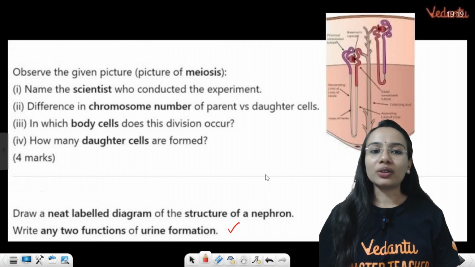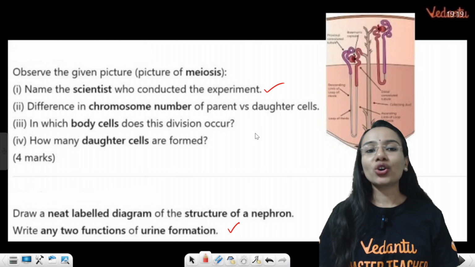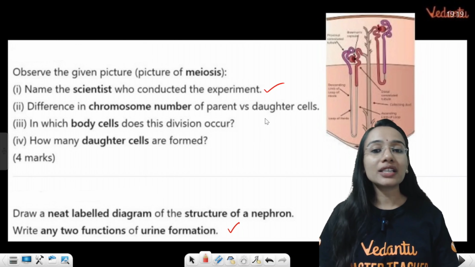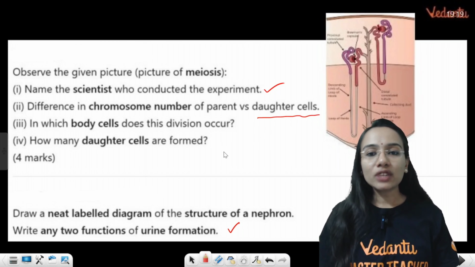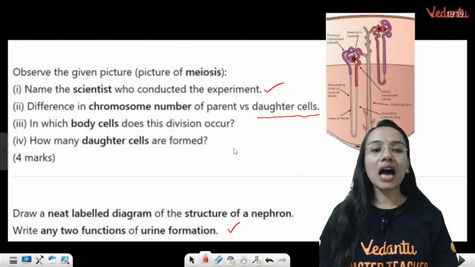Observe the given picture of meiosis. Name the scientist who conducted the experiment. Differences in chromosome number of parent versus daughter cell. In which body cells does this division occur? How many daughter cells are formed?